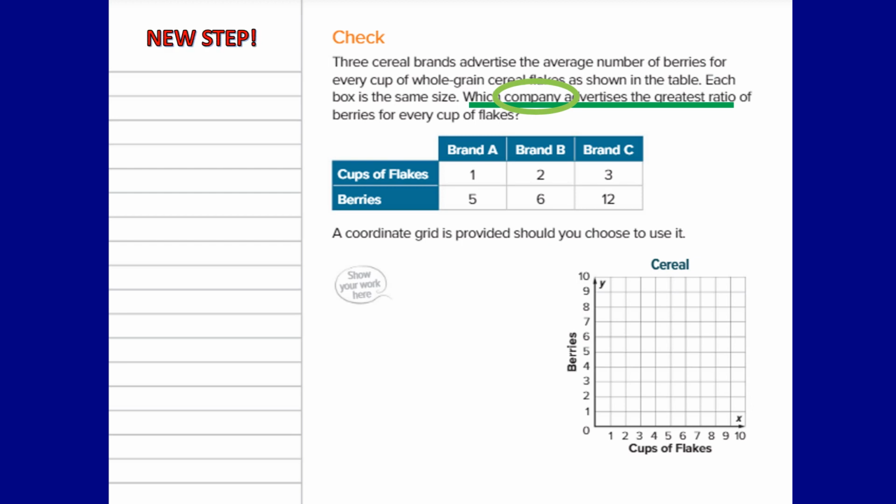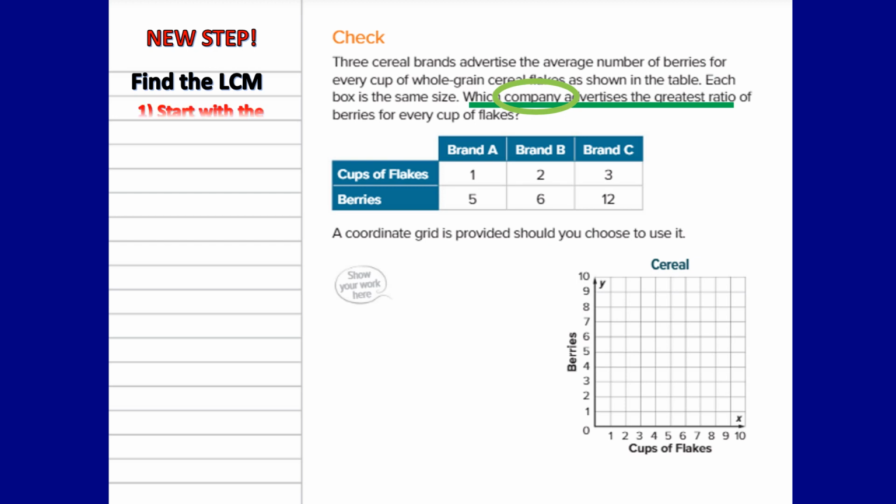So instead of going through and creating our equivalent ratios tables and things like that, let's just look at the ratios that we're given, right? So brand A has a ratio of 1 to 5, brand B has a ratio of 2 to 6, brand C has a ratio of 3 to 12. So I'm going to find the least common multiple for those bottom numbers.